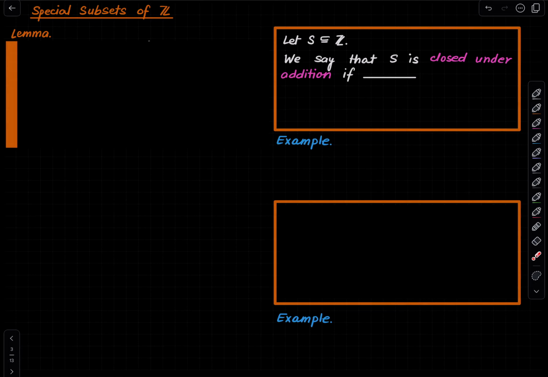So, before we state and prove Bezout's theorem, I want to discuss an interesting but simple lemma, which will be instrumental. So, fix a subset of integers S. We say that it is closed under addition if, for all x and y in the subset S, or maybe I'll write it this way, whenever we choose x and y in S, we get that their sum is also in S. Very simple definition.